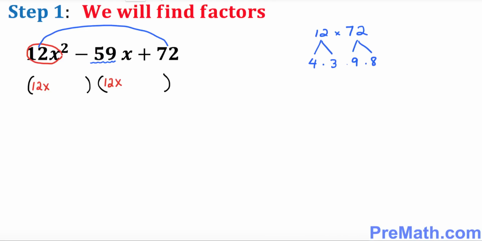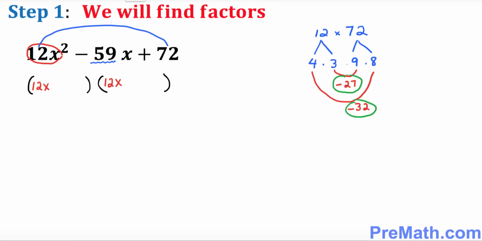Here I'm going to show you a nice trick. Multiply 3 times 9, which gives you 27, isn't it? And multiply 4 times 8, which gives you 32. If you add 27 and 32, that gives you 59. Since that's a negative 59, I'm going to put a negative sign on both. So these are the numbers that we need. These are the factors.